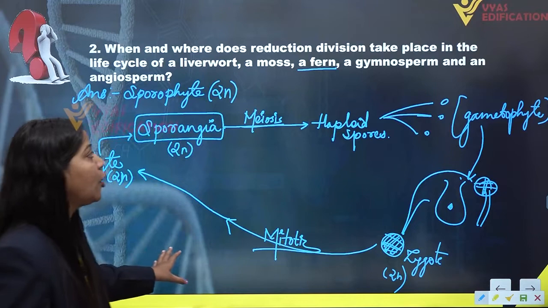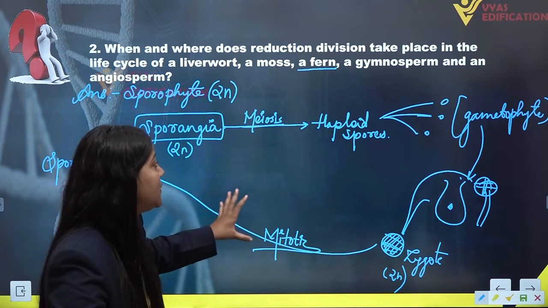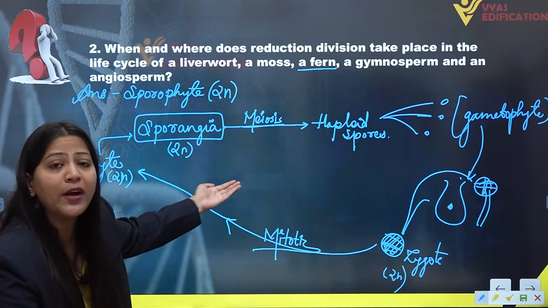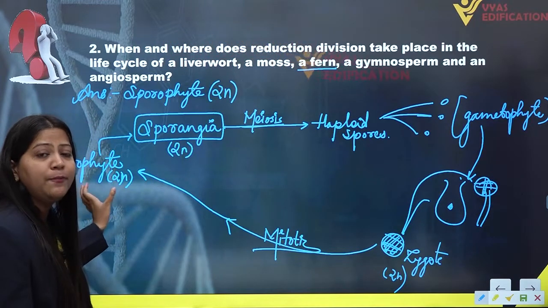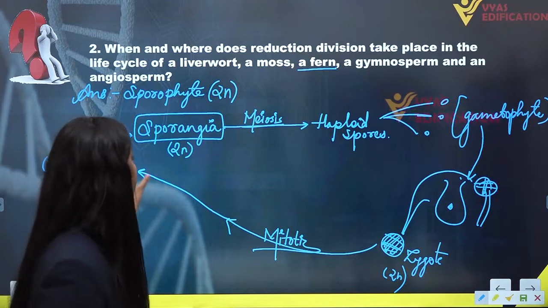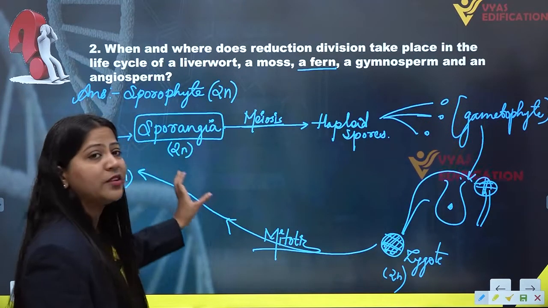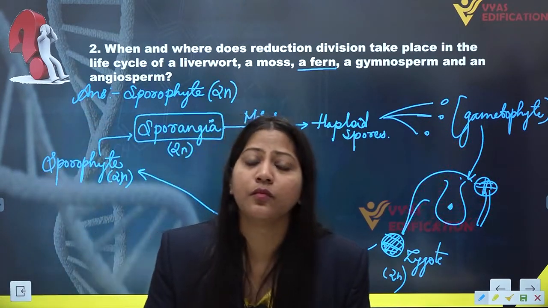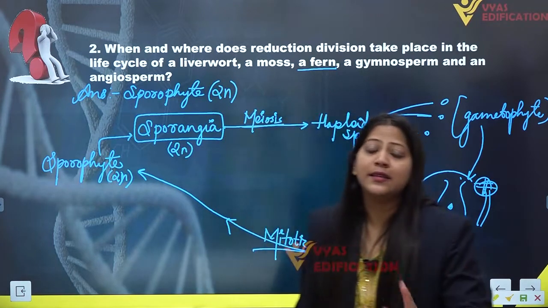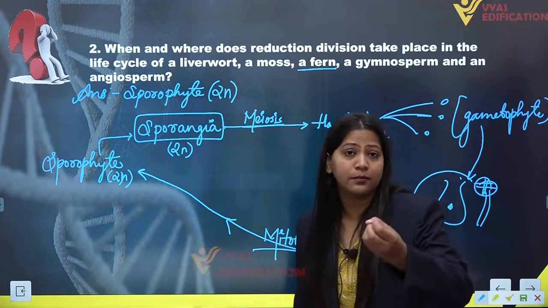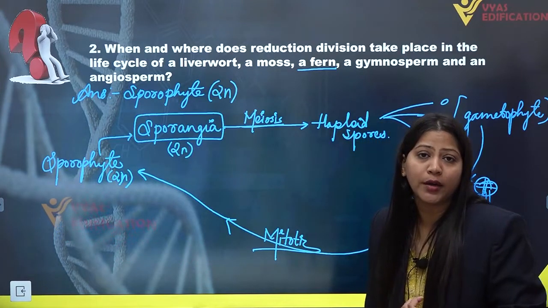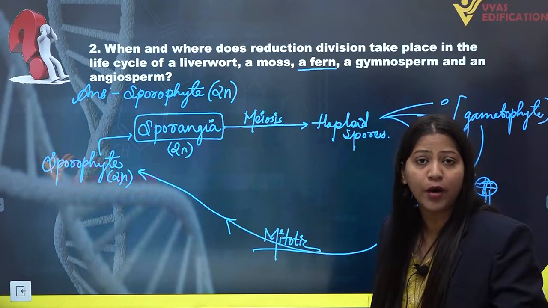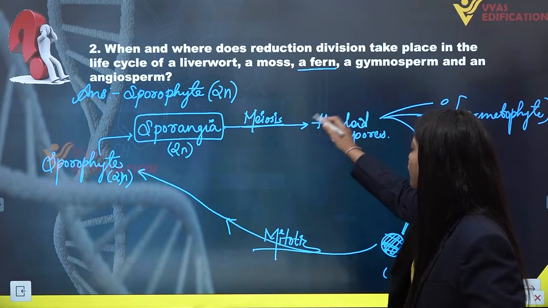So this is the life cycle of a fern, in which we have seen that in the beginning of the life cycle, the main plant body of a fern is a sporophytic plant body, which contains sporangia, a modified sporophyll, inside which the cells are present. These cells undergo meiotic division or reductional division to form haploid spores over here.